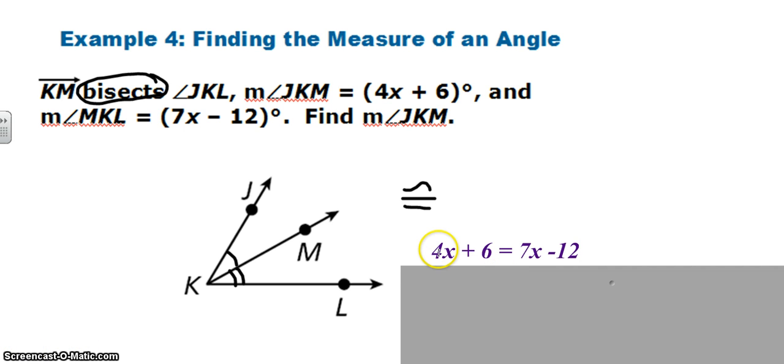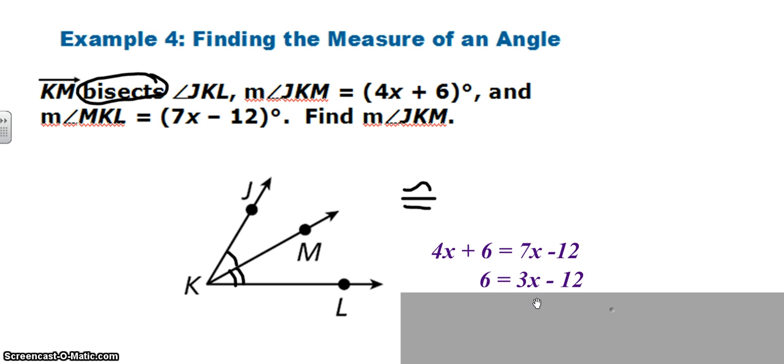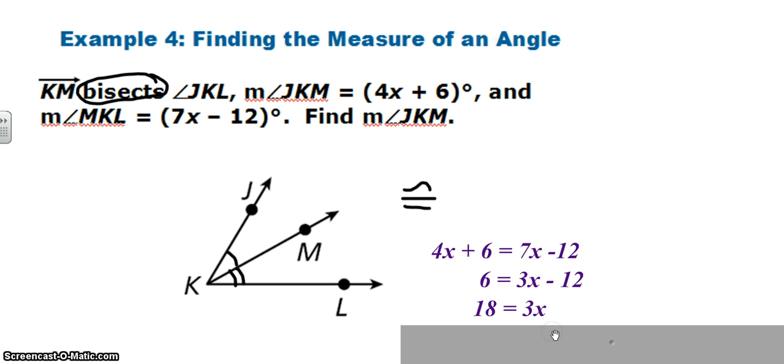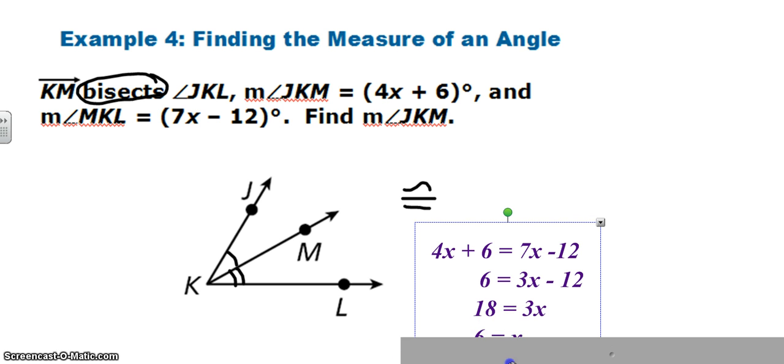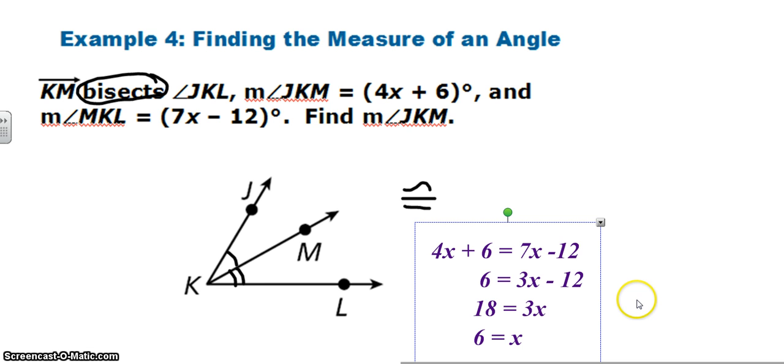Okay, so we're going to collect our variables to the side with a greater number. Makes things nice and positive. Subtract 4x from both sides, and we end up with 6 equals 3x minus 12. Now we need to isolate x, so let's add 12 to both sides. 18 equals 3x. And when we divide both sides by 3, we get x equals 6.